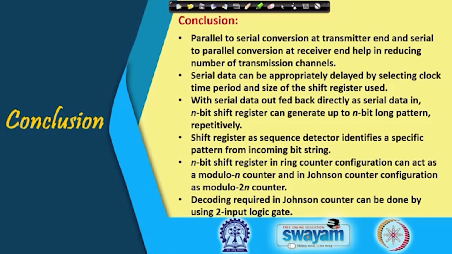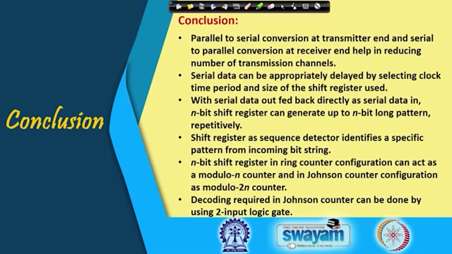Okay. If an n bit shift register and a clock of time period t is used, then nt is the delay in this case. With serial data out fed back directly as serial data in, an n bit shift register can generate up to n bit long pattern repetitively. So there you can use the shift register as a sequence generator, and it can be used as a sequence detector also to identify a specific pattern in the incoming bit stream, where we are doing a bit by bit comparison. XNOR gates are used and the XNOR gate outputs are put to a multi input AND gate, and when that AND gate output goes high, that means the pattern is detected.